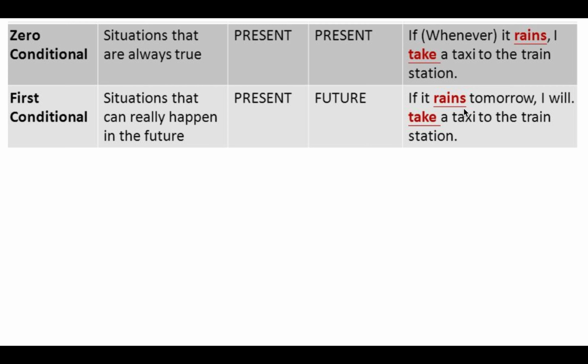So for example, if it rains tomorrow, I will take a taxi to the train station. Here we're talking about one situation in the future, only tomorrow, if it rains tomorrow, okay? In this situation, we're going to use present simple in the if clause, if it rains, and future in the result clause. I will take, right? So that future will.